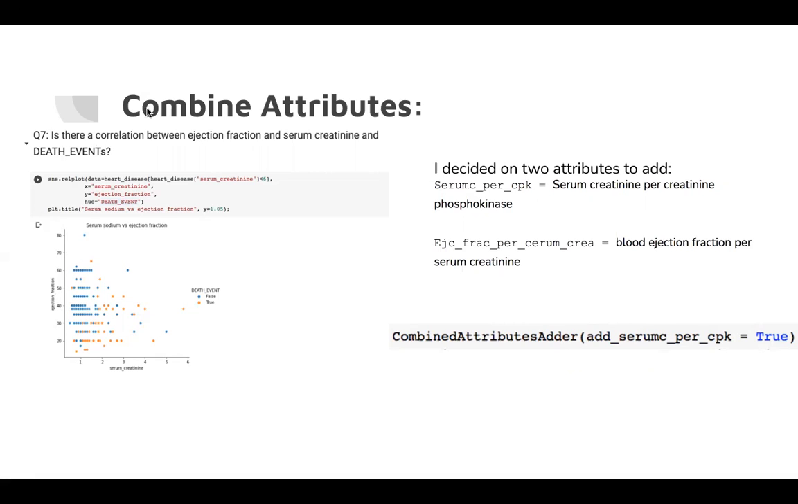I did this because I asked the question, is there a correlation between ejection fraction and serum creatinine and death events? And it came out with a really interesting plot. The death events, orange and blue dots, kind of cluster. You could almost separate them with a line. So I decided to try that and we'll see how that works.